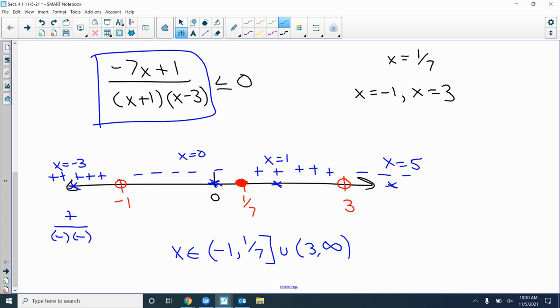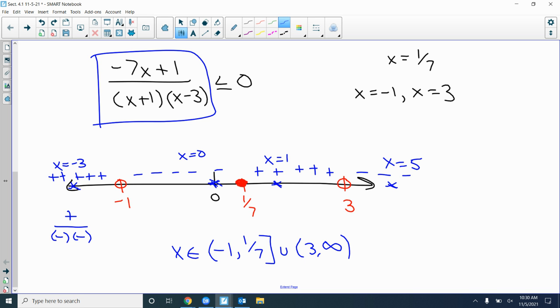So why is it not negative infinity to negative 1? This piece here? All right. Do you agree that it comes back positive? Yeah. So that means we're looking for all the x values that will be less than or equal to 0.